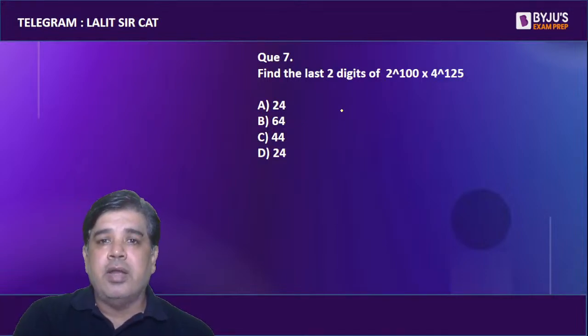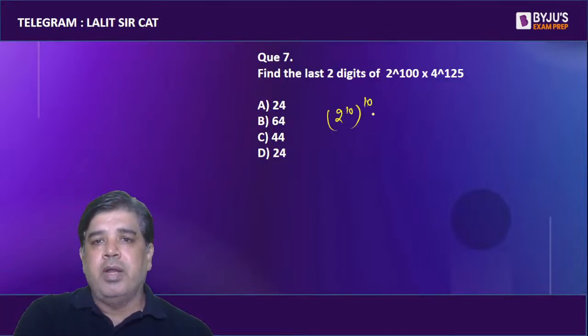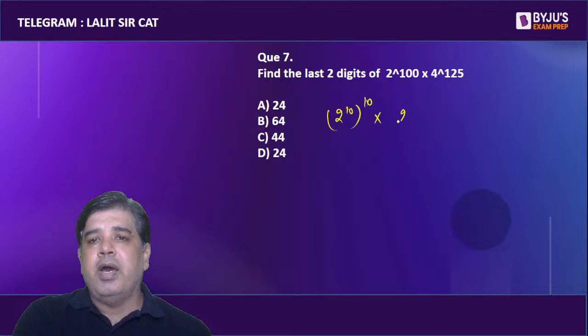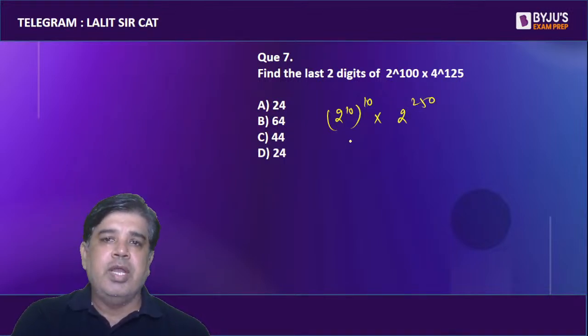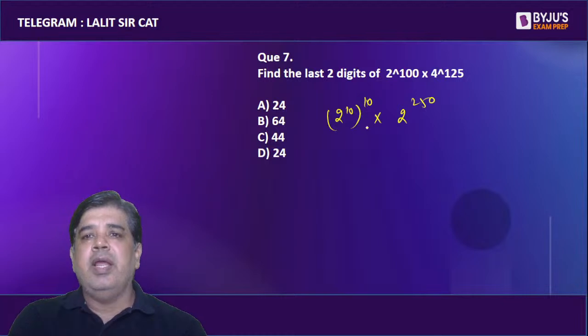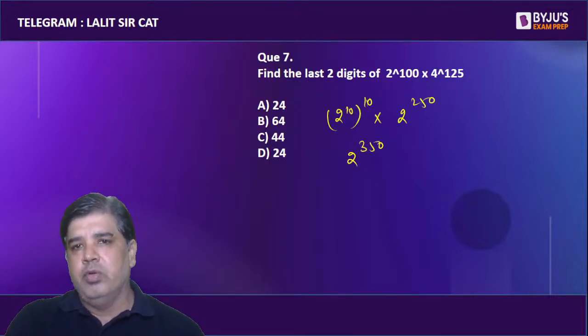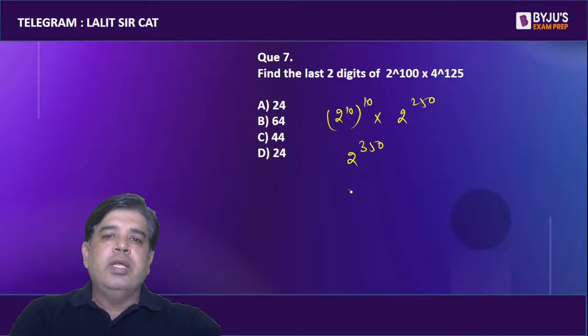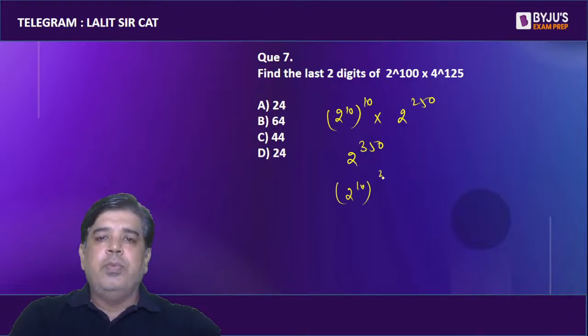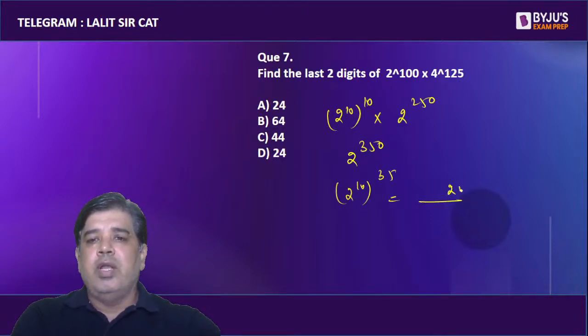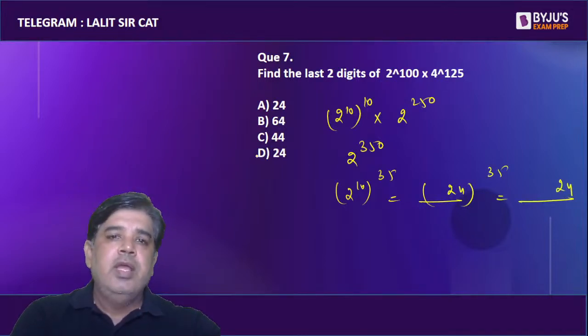2 raised to power 100 means 2 raised to power 10 raised to power 10. 4 raised to power 125 means 2 raised to power 250. Right? So 2 raised to power 100 and 2 raised to power 250 means 2 raised to power 350. Okay. 2 raised to power 350 means 2 raised to power 10 into 35. So 24 raised to power odd power is 24 itself. Answer is 24.